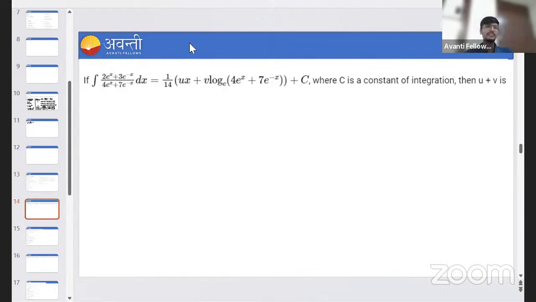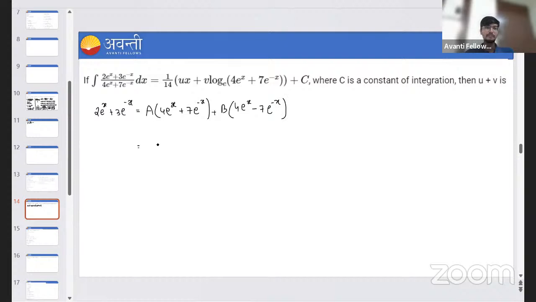Yeah. So this is a very typical sum. If you remember, we just have to substitute it. So what can I substitute it? Please remember, in these types of sum, I substitute numerator 2 e raised to x plus 3 e raised to minus x equals to a times denominator 4 e raised to x plus 7 e raised to minus x plus b times derivative of denominator, so 4 e raised to x minus 7 e raised to minus x.